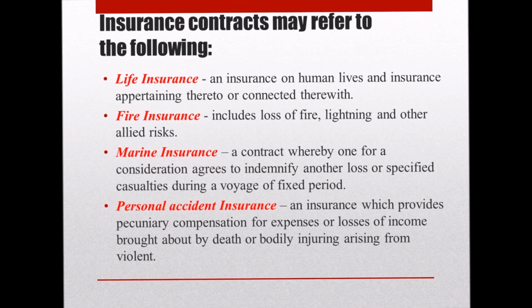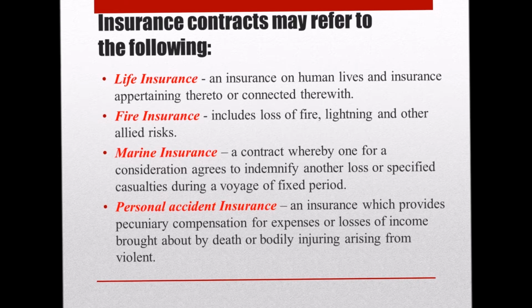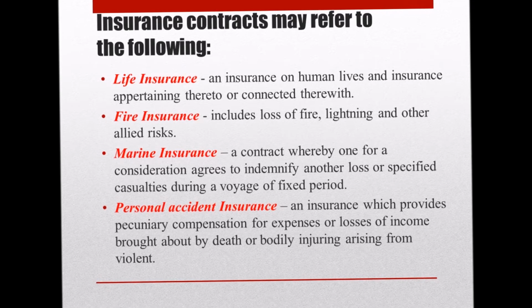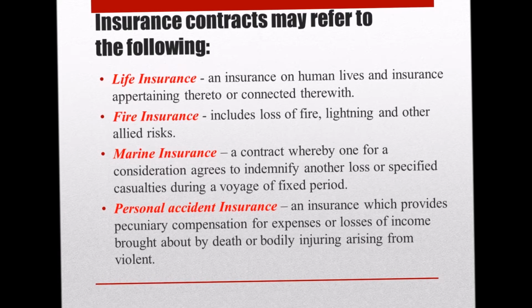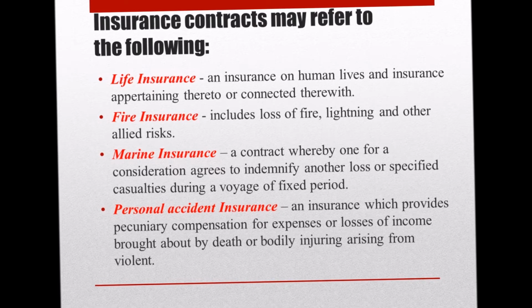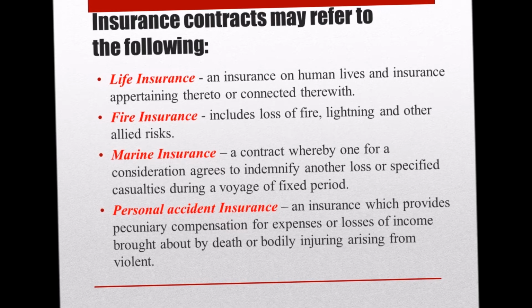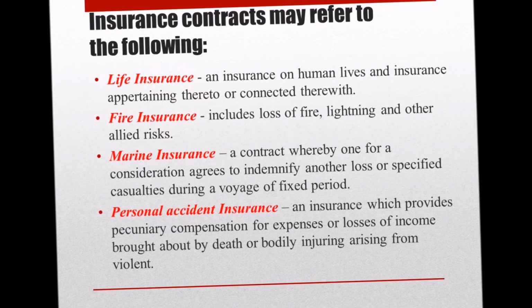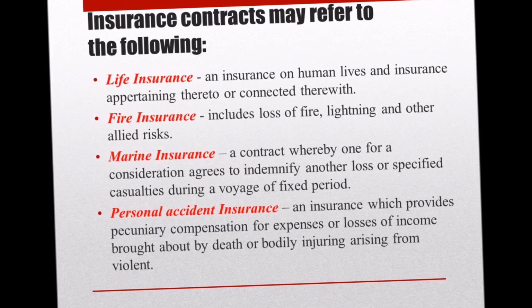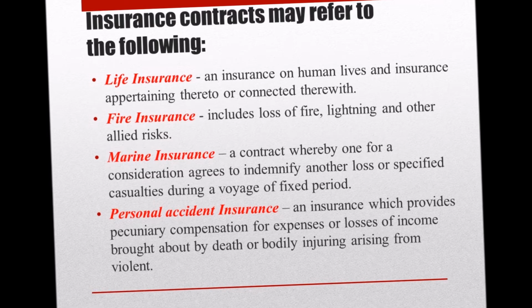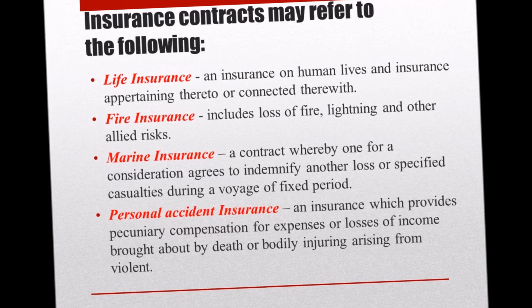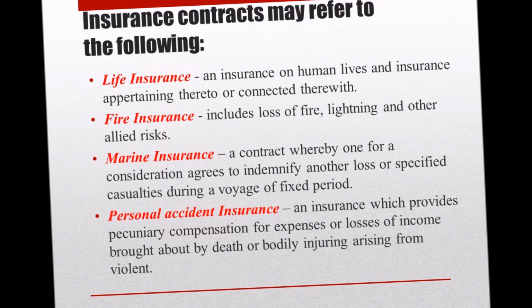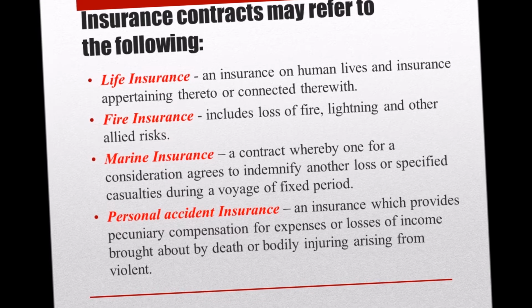Insurance contracts may refer to the following. First, we have the life insurance, an insurance on human lives and insurance appertaining thereto or connected therewith. Next, fire insurance, which includes loss by fire, lightning, tornado, and other allied risks. These risks are covered by the extension to fire insurance policies or under separate policies.